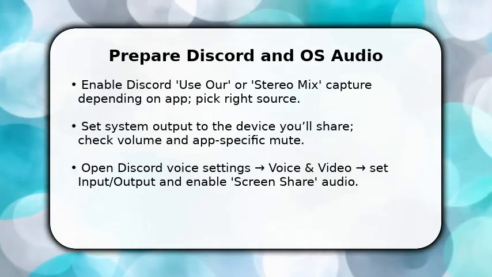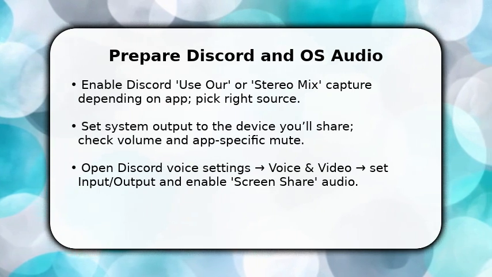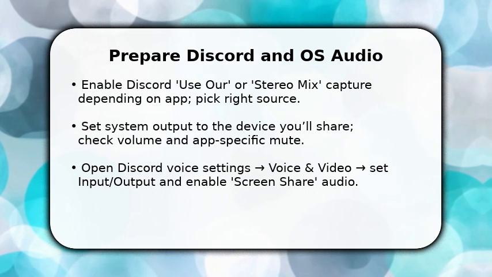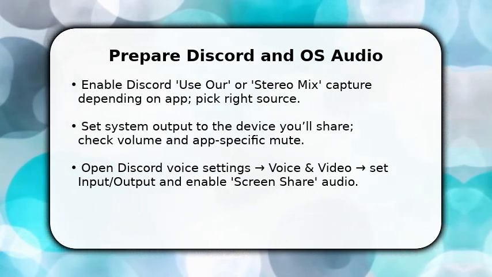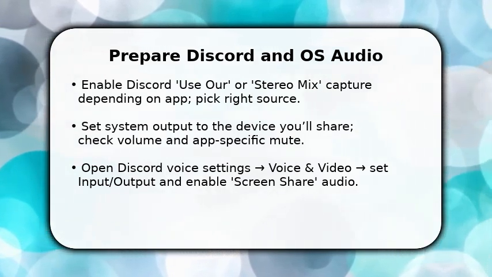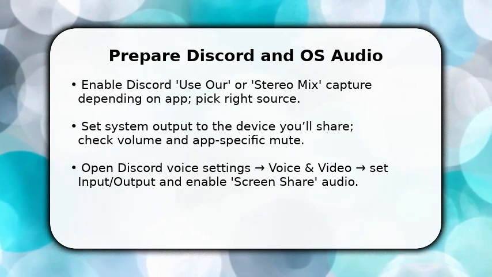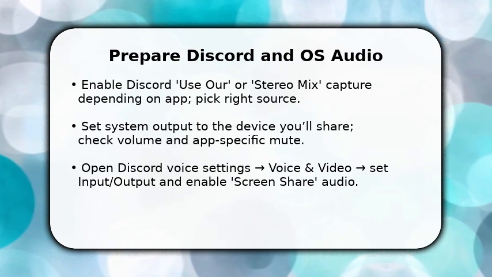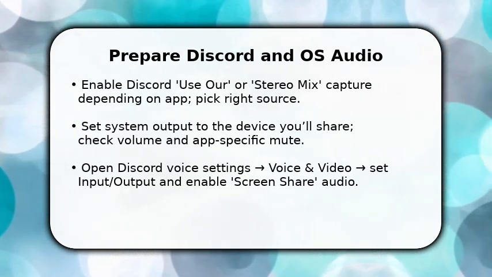You're starting with the essentials. Confirm Discord and your OS point to the same audio device so shared sound actually travels. First, pick the capture source in Discord, either the app window with audio or stereo mix if you need system-wide sound. Once done, set your system output to the device you'll stream and verify the app isn't muted.